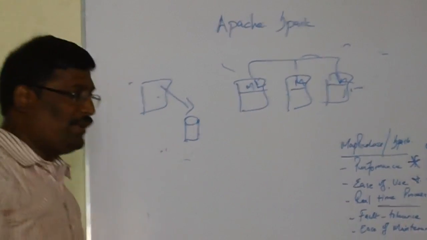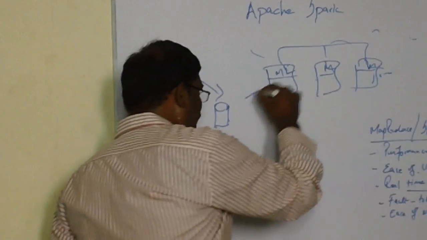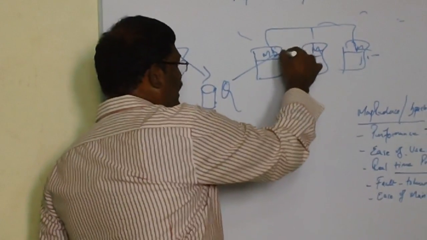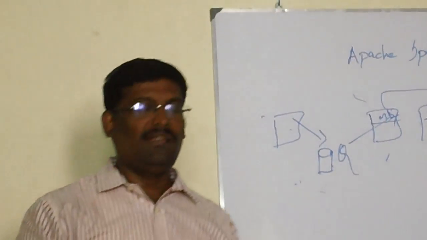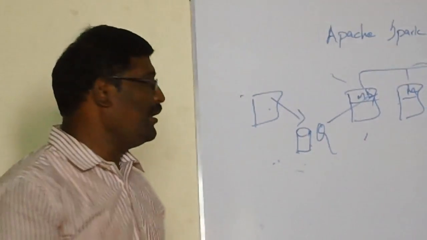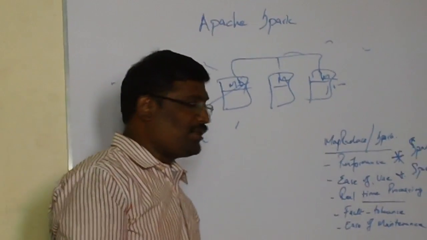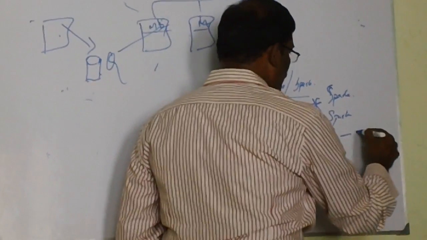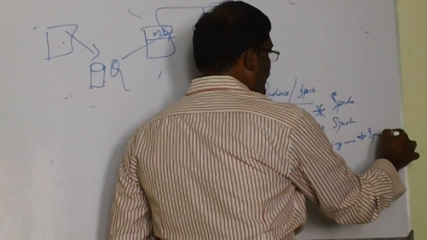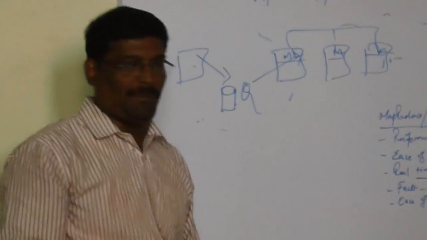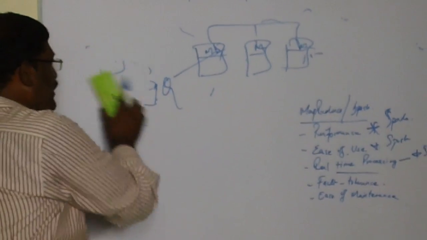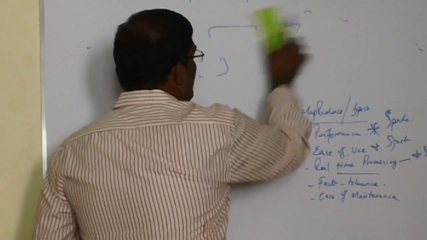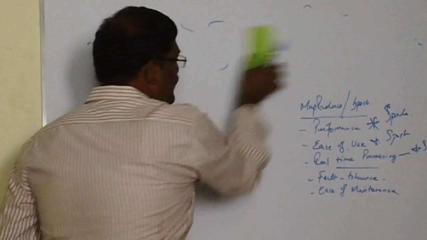So what we could do is, the user can apply any query and gets the result immediately. This kind of real-time processing is possible with Spark. Real-time processing, MapReduce doesn't support. So for real-time processing also, Spark has a capability. In case of fault tolerance, both MapReduce and Spark support fault tolerance.